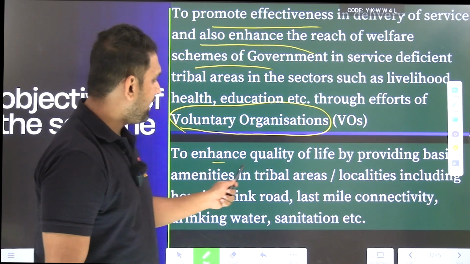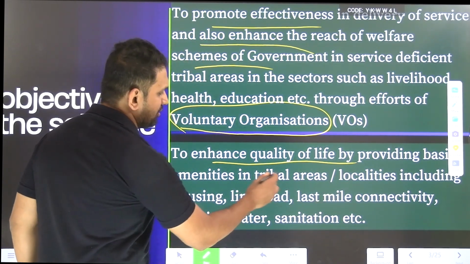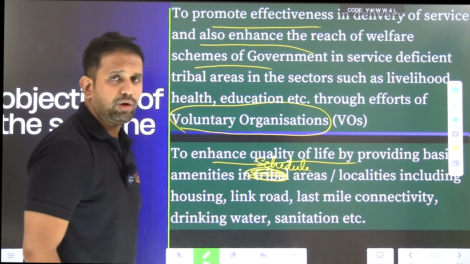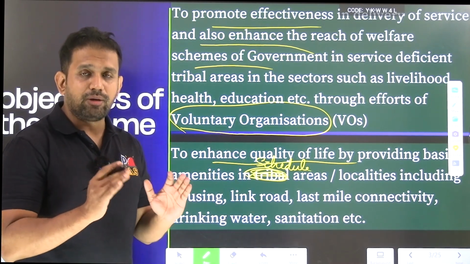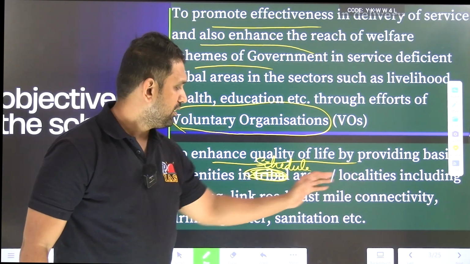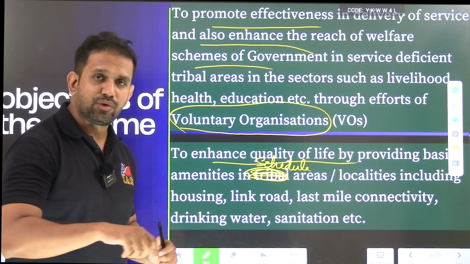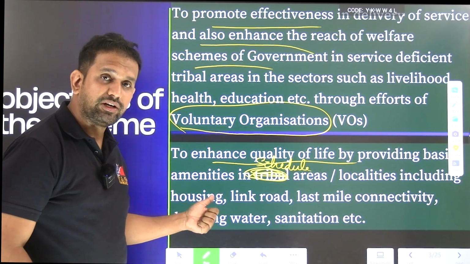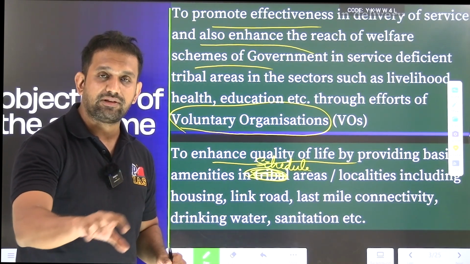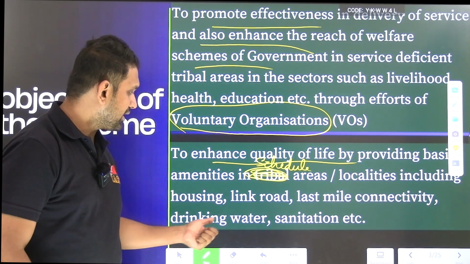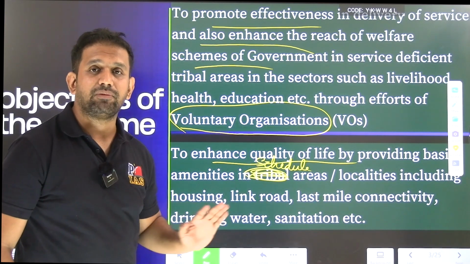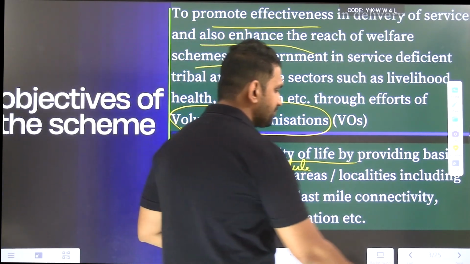To enhance quality of life by providing basic amenities in scheduled areas. Wherever a good amount of SC population is living at that particular place, government should provide basic amenities like link roads. Link roads are nothing but roads that connect to the highways. Housing should be given to them. Pradhan Mantri Awas Yojana is there. Last mile connectivity should be there. Bus stop or railway station, one particular point should be there. Drinking water, sanitation. So wherever SC people are living, basic amenities should be provided to them.